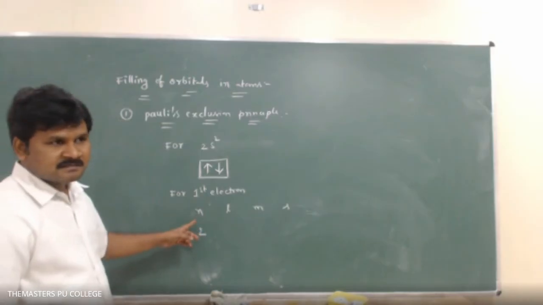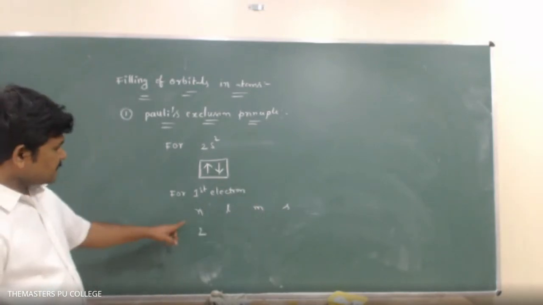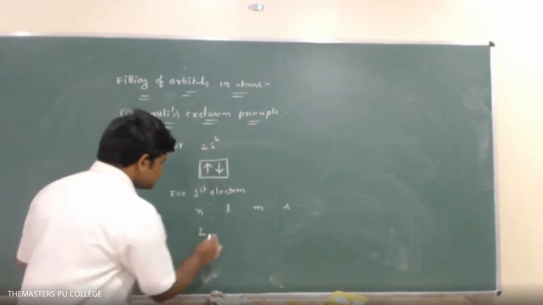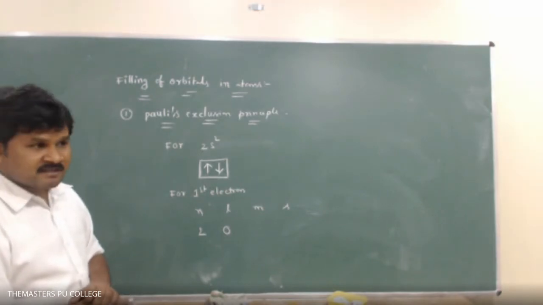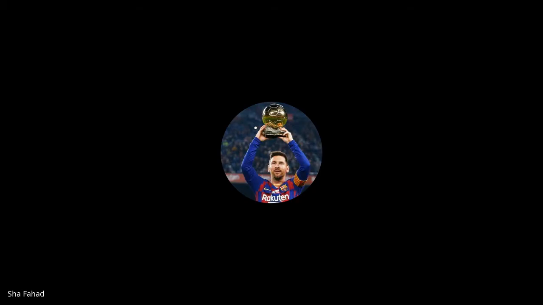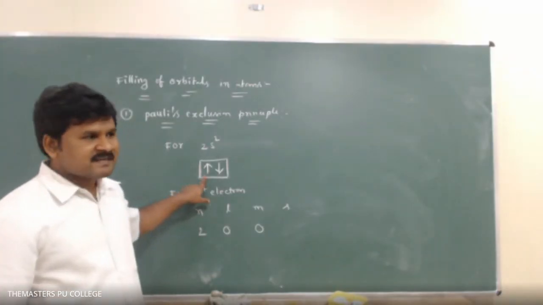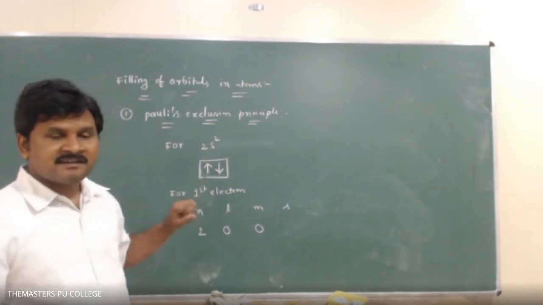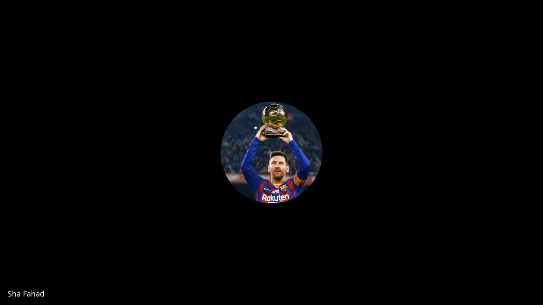What is the l value for the s orbital? For the s orbital, l is equal to 0. If l is equal to 0, m is compulsorily 0. I told you this condition. Next, according to the spin quantum number, if the electron is in the upward direction, that is clockwise direction, what is the s value? Plus 1/2.